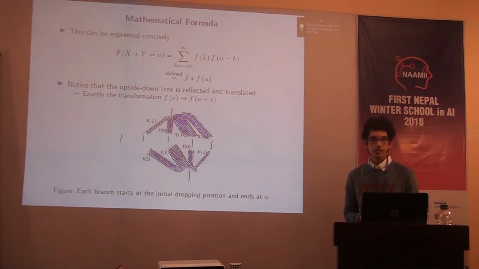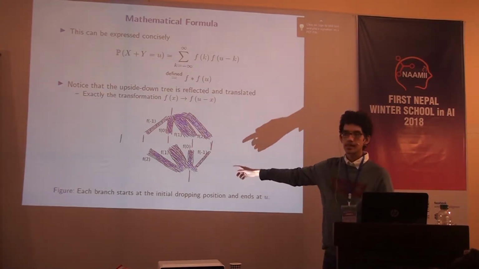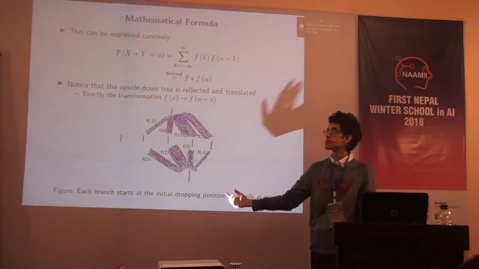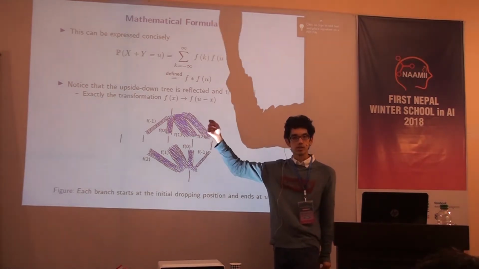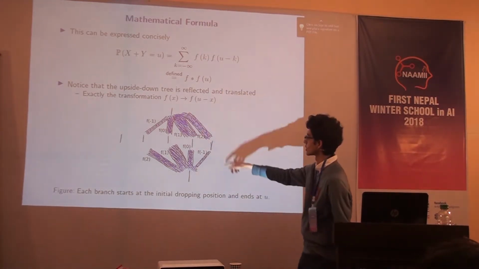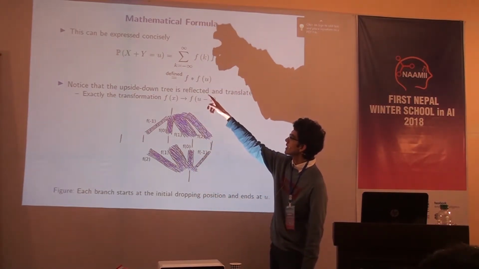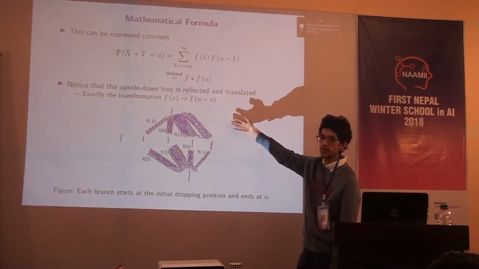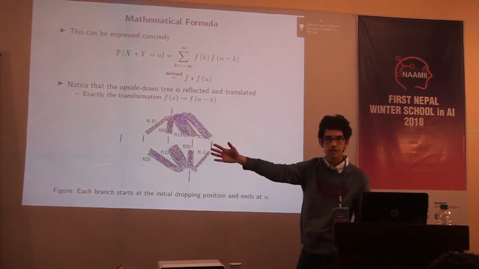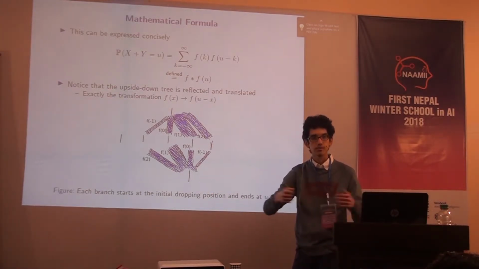And OK, this is the formula for convolution. I want you to realize that this formula is exactly the same as this diagram. So what is my formula? X and Y are my dropping it the first time and the second time. U is the position at the end, so this is 1 to the right in this case. I want to figure out the probability that I end up 1 to the right. Well, first I go k to the right, and then I have to go u minus k to the left. And then I can do this over any of these possible k's.